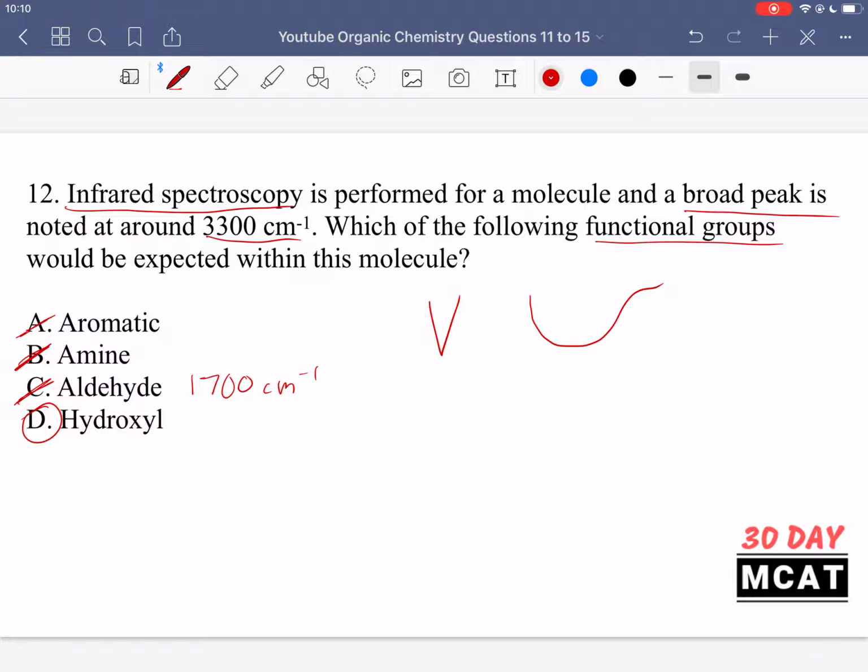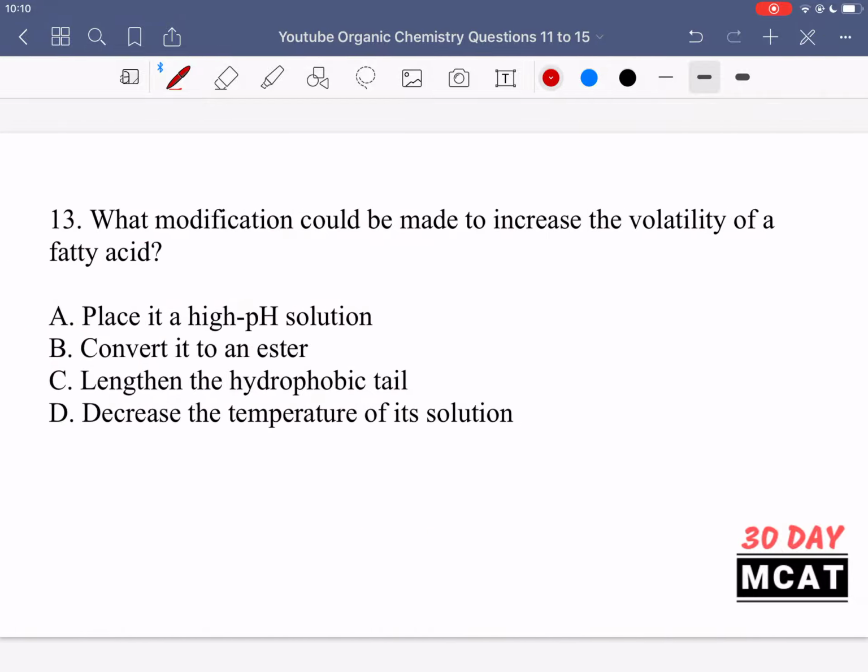So just make sure you keep that part about the peaks in mind as well when you're thinking about functional groups, not just where they are, but whether it's a sharp or a broad peak. And if you know that, then you know that D is the correct answer for question 12. In question 13, we're asked what modification could be made to increase the volatility of a fatty acid. So we want to increase how volatile a fatty acid is. And a fatty acid, the structure for it will be a long chain, and then it's a carboxylic acid.